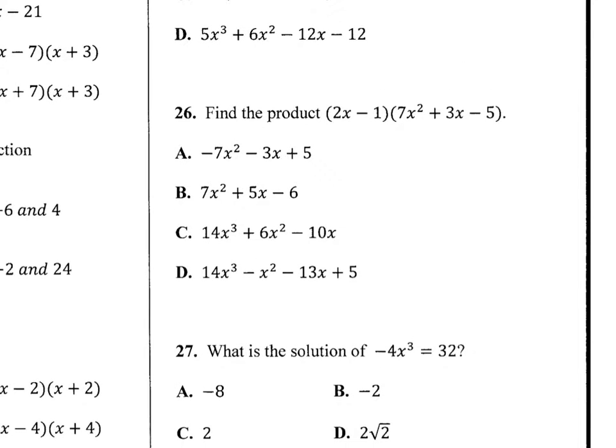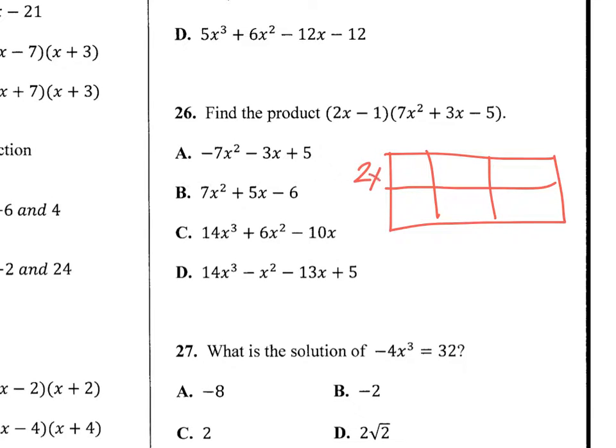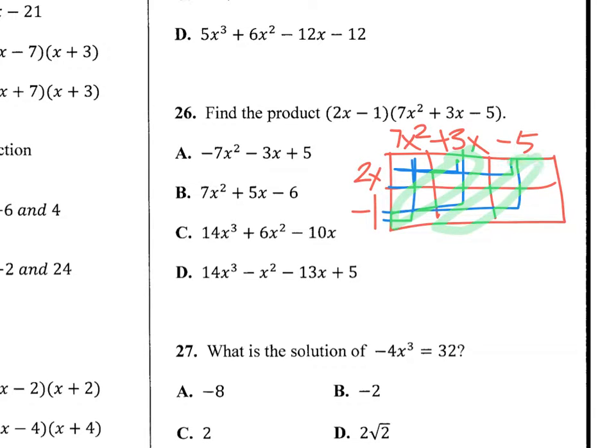Same way with number 26, but if I were doing this one, I'd make a 3 by 2. So I'd put 2x minus 1 there, and then 7x squared plus 3x minus 5, and then multiply those two together, and these two together, and these two together. Multiply those two, multiply those two, multiply those two, and then combine your like terms. Your like terms should be in these diagonal boxes. So make sure you put those together. Just do what the signs tell you.